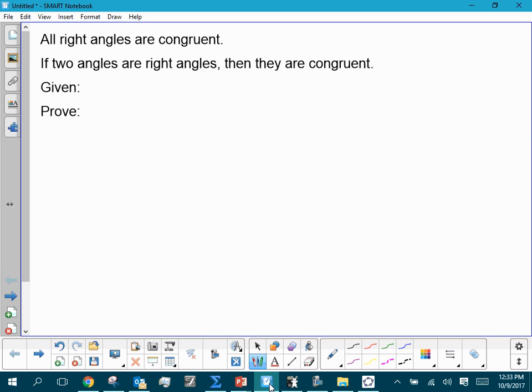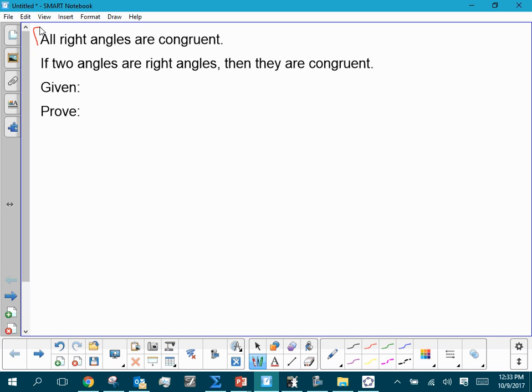They don't give you anything in regards to the given information, they don't give you anything in regards to the prove information, and the theorem is kind of poorly written, okay? It says a lot with as minimal an amount of words as possible, but it's not really written in a format that allows us to develop our given and our proof. Okay. So the first thing we want to do is take that statement and write it as an if-then statement.